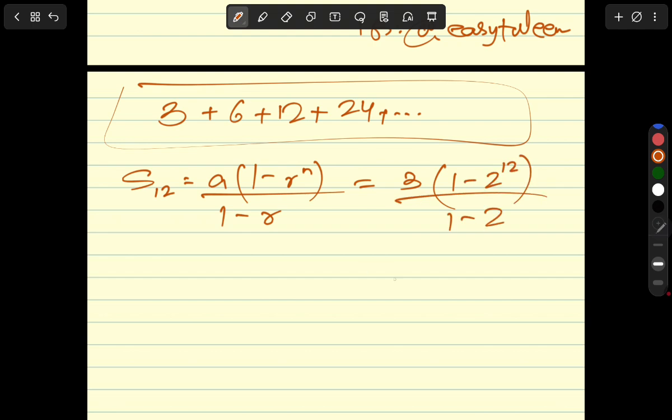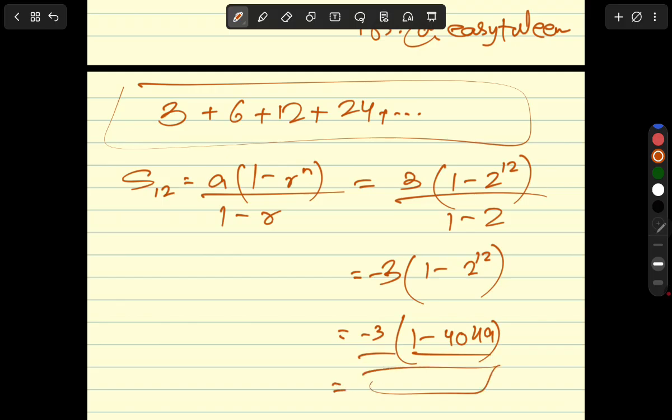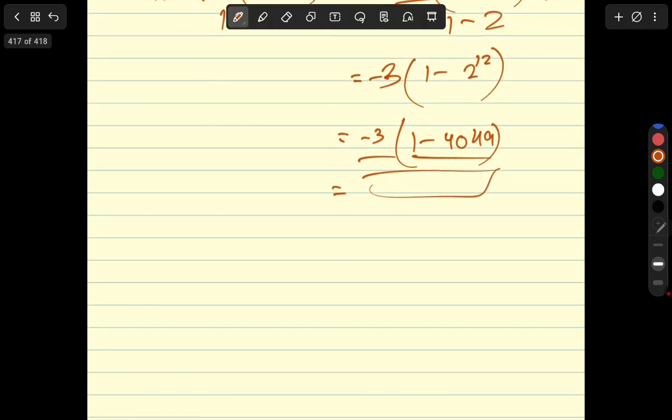1 minus 2 is -1, so you just put a -3 here, and the negative inside the bracket is going to turn it into a positive eventually as the last result, and now you can find the answer, whatever that is. So 2 power 10 is 1024. 1 minus 4096 times -3. So this is negative, this is negative. The eventual result is going to be positive, whatever that is. I don't want to get into the mess now.